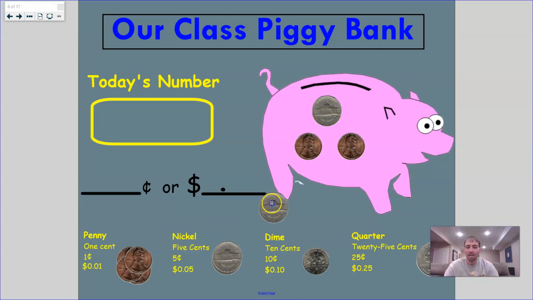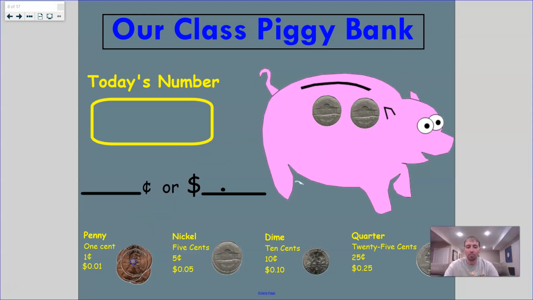If I added a nickel and took away a penny, I would very easily be able to count this one as well. I count my nickels first because they are the bigger value of the coins I have. So I count 5 and 5. 5 and 5 is 10. Add one more, I get 11. So I would have 11 cents.